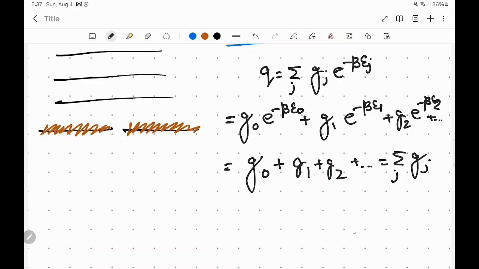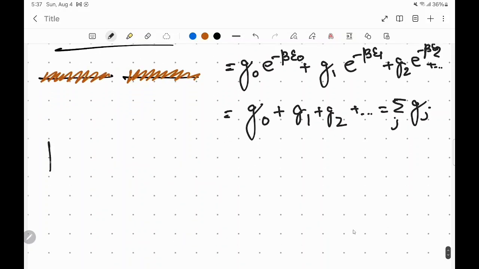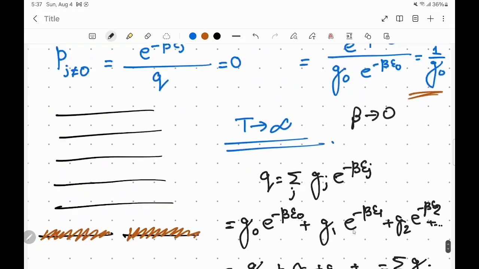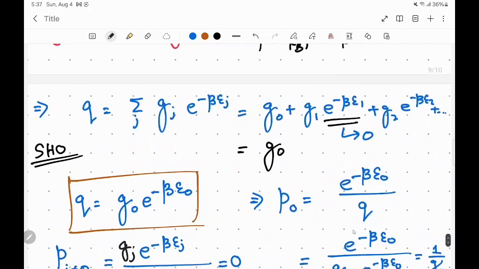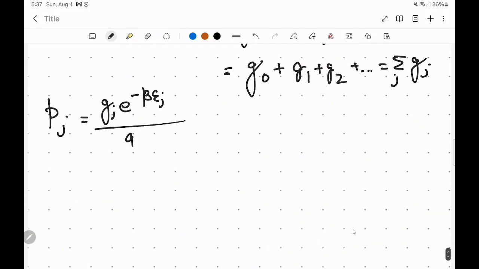So you can write it this way. And what will be the probability? Pj will be Gj into e to the power minus beta Ej. Here also you have to consider the Gj, divided by Q.